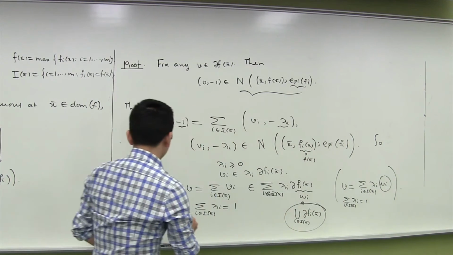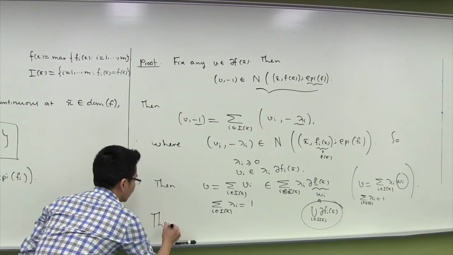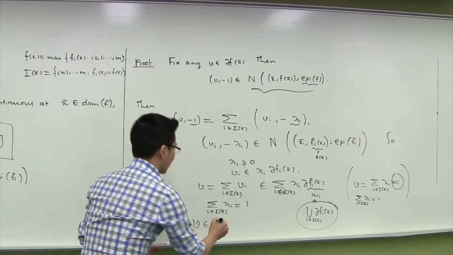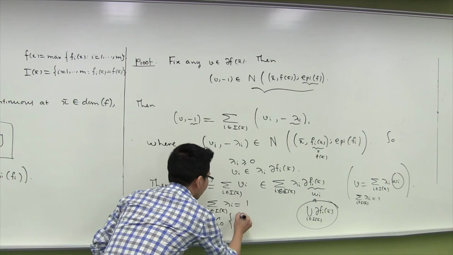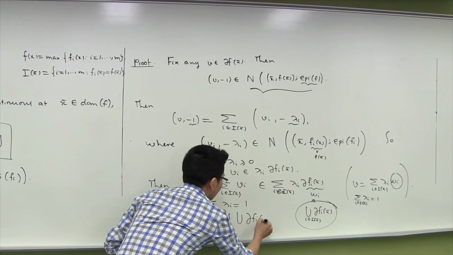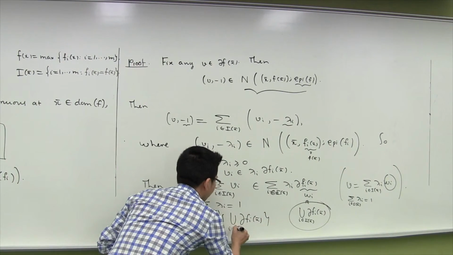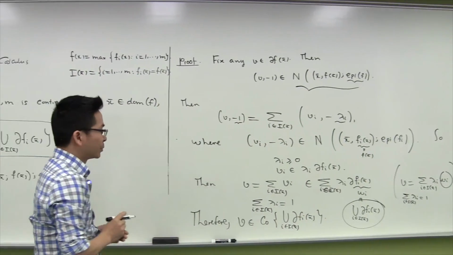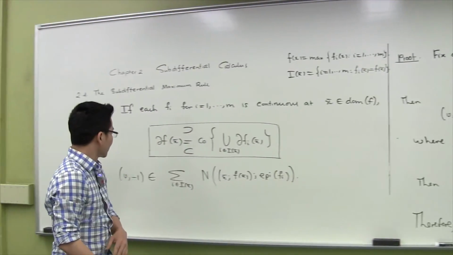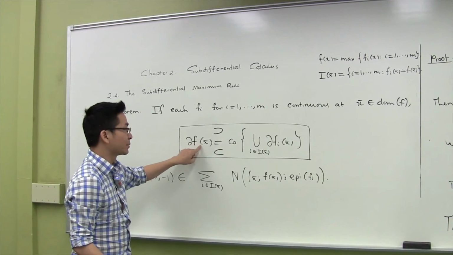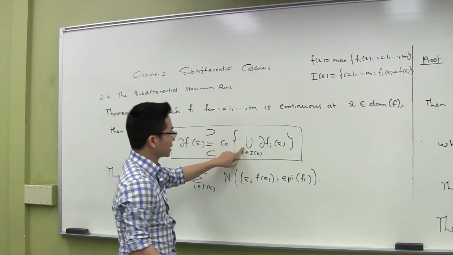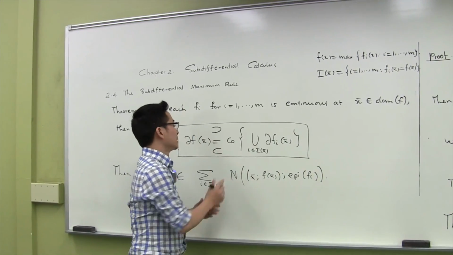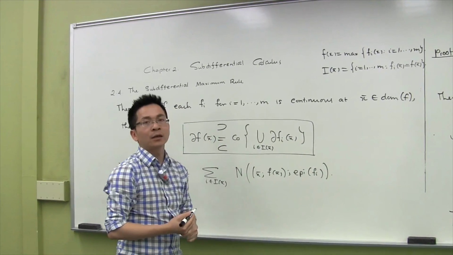Therefore, v belongs to the convex hull of this union. So we have proved that whenever we take any element v in this subdifferential, v belongs to this convex hull. Therefore, we have this inclusion and complete the proof.